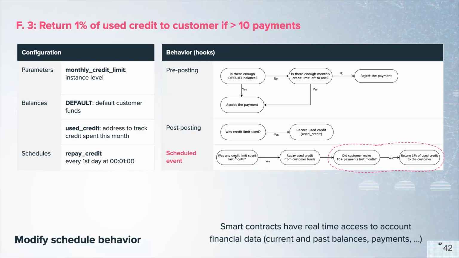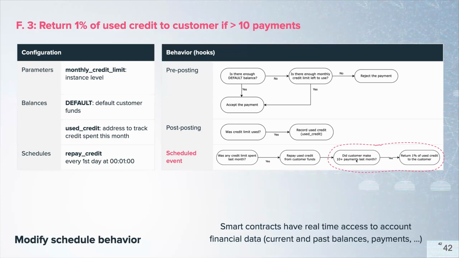So if in case the customer did use some credit limit over last month, we will repay it. And then we will add additional code, an additional part of the logic: did the customer make at least 10 payments last month? If yes, then return the 1% of used credit to the customer, which again is implementable by performing an internal payment from the bank back to the customer that would contain the 1% of the credit limit that the customer used, and will be paid back to the customer funds.